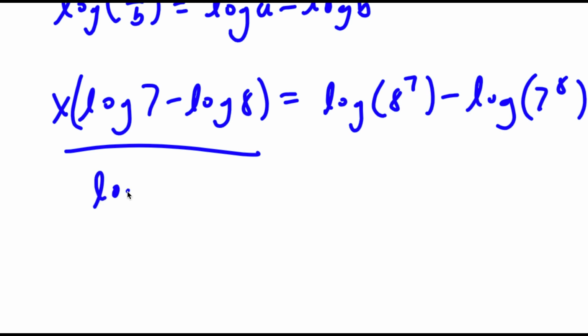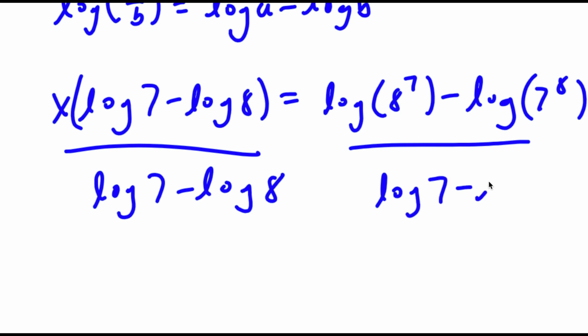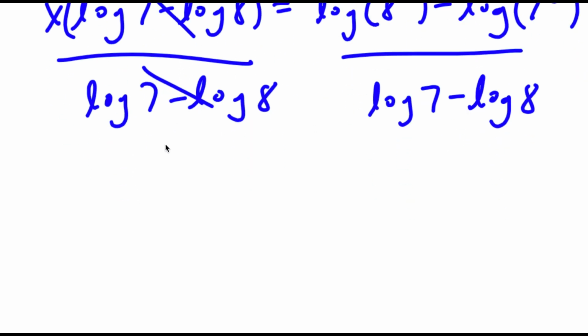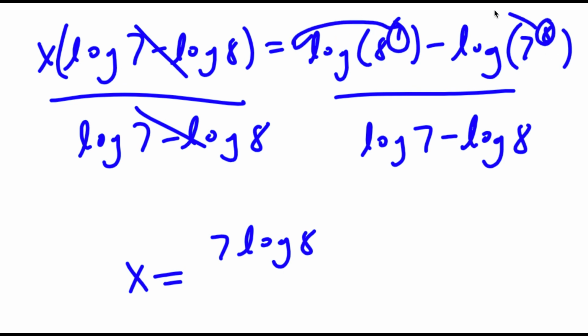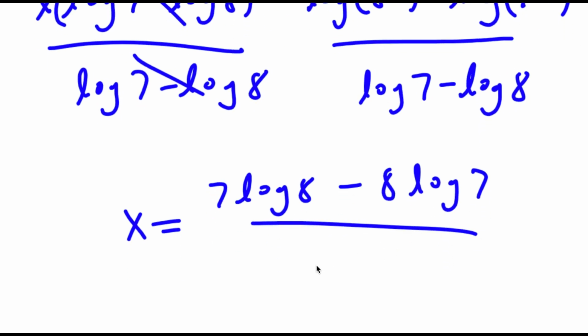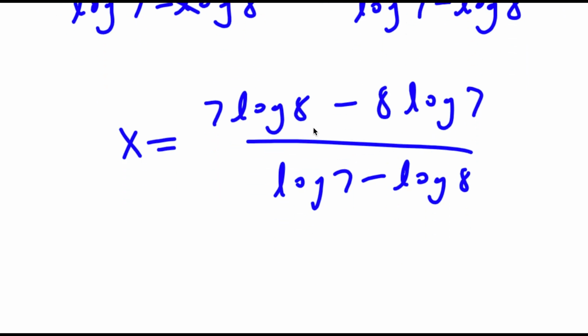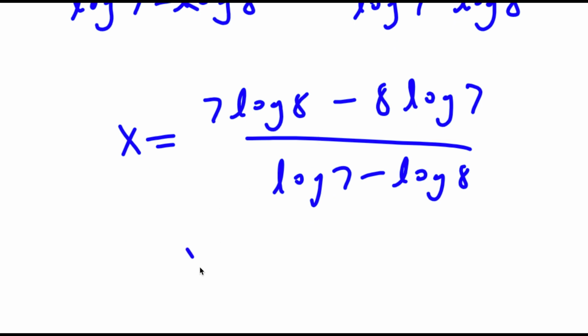Now if I divide both sides by log 7 minus log 8, these two cancel out, and now I have x is equal to 7 times log 8, because remember I can move the exponent to the front of both of these, minus 8 times log 7, over log 7 minus log 8. And from here, if you plug in all the values of log 8 and log 7 into the equation, you get x is equal to negative 0.4399.